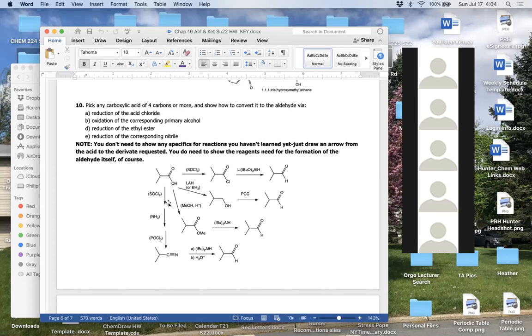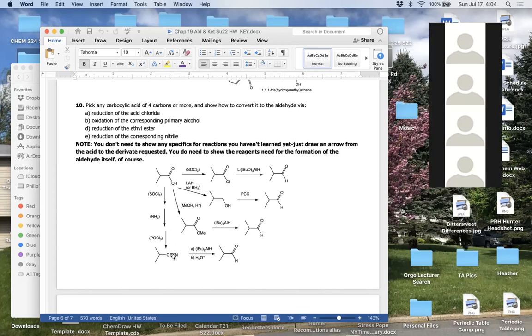So what steps did you do? You went through the ester? No, this is for E, reduction of the corresponding nitrile. So I went through the primary alcohol. How did you make the primary alcohol? I used LAH. No, from the carboxylic acid. But I didn't use that acid. You made an aldehyde one carbon bigger? With LAH from the carboxylic acid.